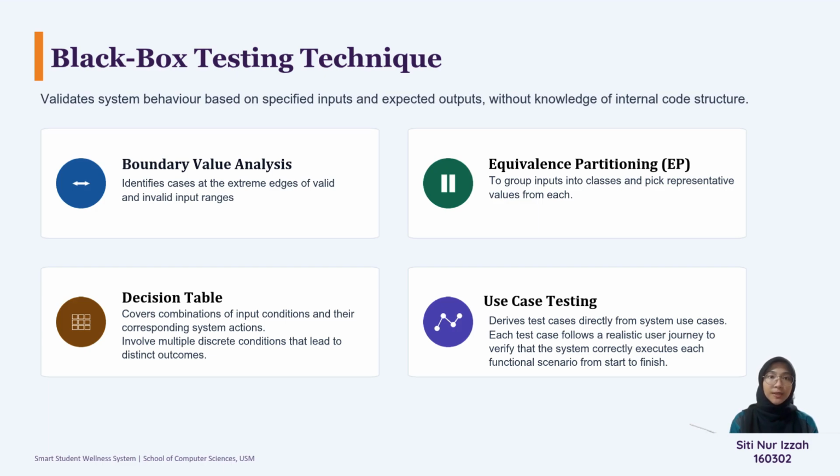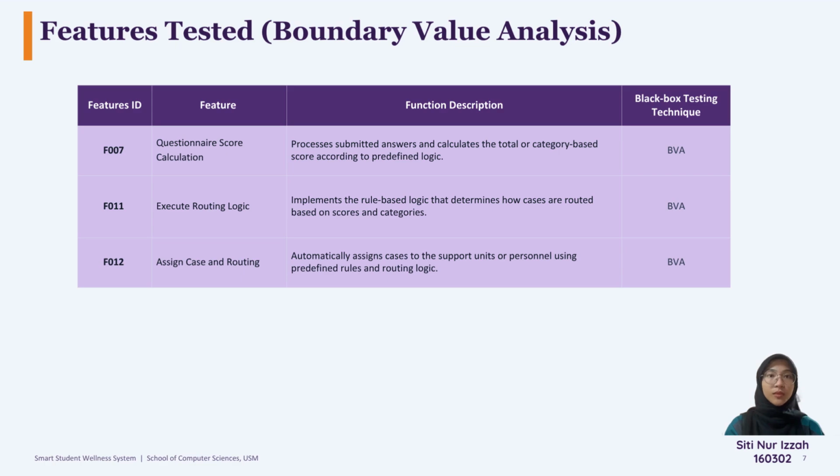Then, equivalence partitioning to group inputs into classes and pick the representative values from each. Next, decision table to cover the combinations of the conditions and their resulting system actions. And lastly is the use case testing to derive the test cases directly from real user journeys. So, each technique was chosen based on the nature of the feature being tested. Here are the features mapped to each technique.